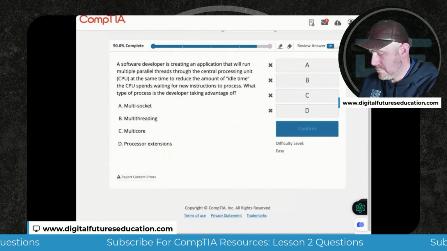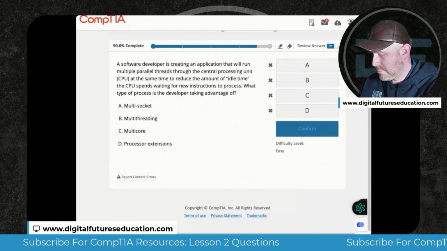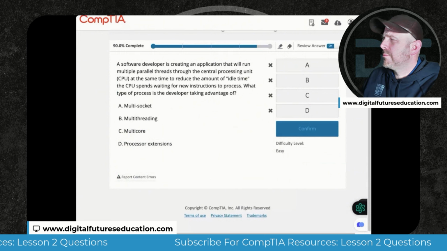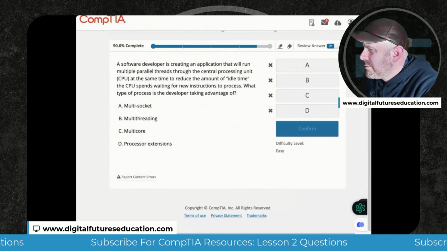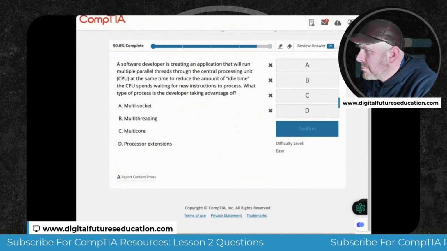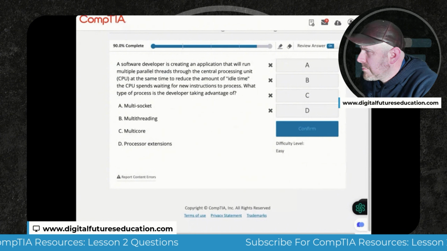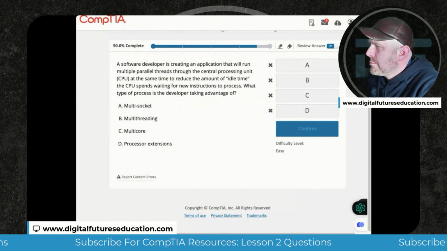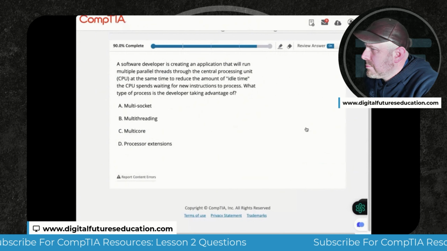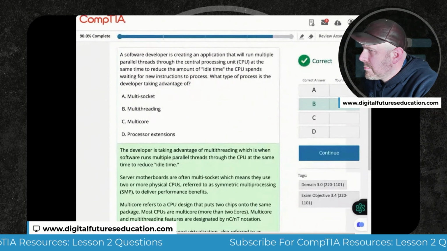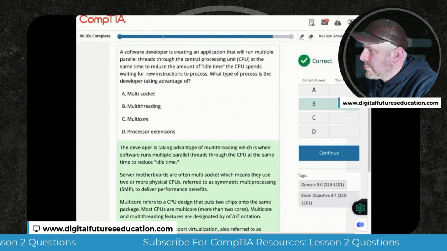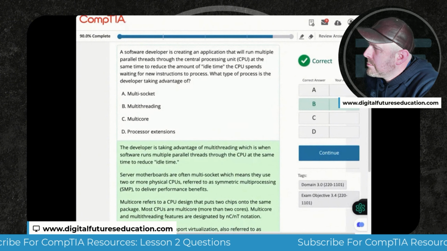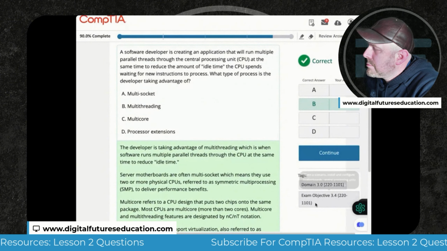A software developer is creating an application that will run multiple parallel threads through the CPU at the same time to reduce the amount of idle time the CPU spends waiting for new instructions to process. What type of process is the developer taking advantage of? I'm going to put B, multi-threading. It's taking advantage of multi-threading, which is when the software runs multiple parallel threads through the CPU at the same time to reduce idle time.